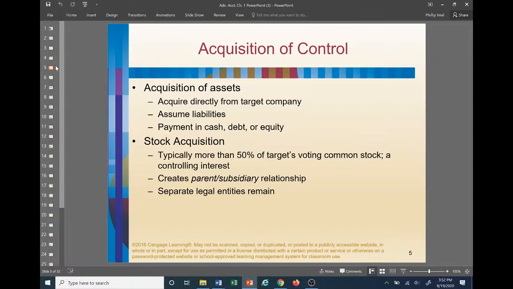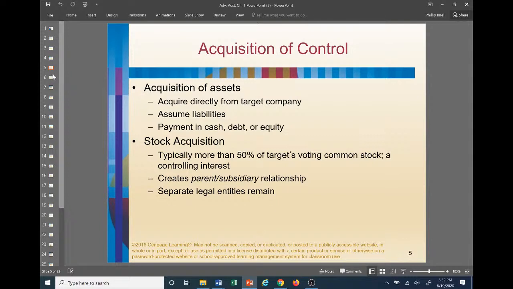Okay, acquisition of control. So let's talk about some acquisition of assets. We acquire directly from the target company. We assume there are liabilities, and we either pay in cash, debt, or equity. Obviously, cash, we know what cash is, the currency. Debt, by issuing bonds and things of that sort, or even equity by issuing shares of stock, like common and preferred stock.